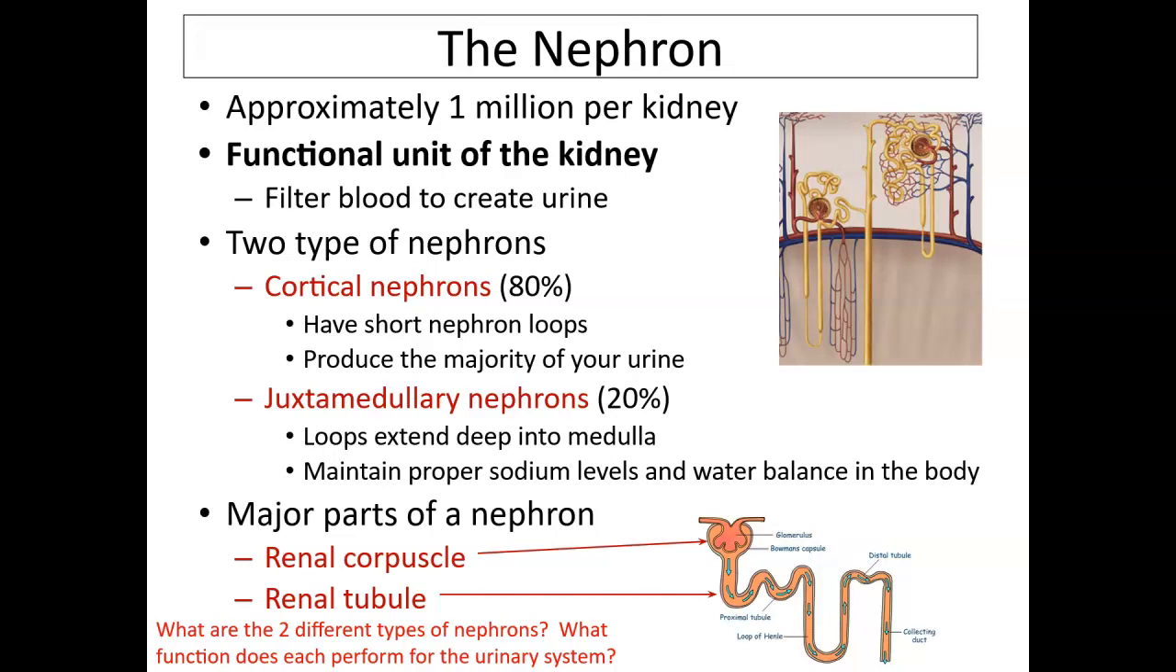There are two parts to the nephron, the renal corpuscle and the renal tubule. The renal tubules differ between the cortical and the juxtamedullary nephrons in that the cortical nephrons have short tubules, and the tubules of the juxtamedullary nephrons extend deeper into the medullary space.